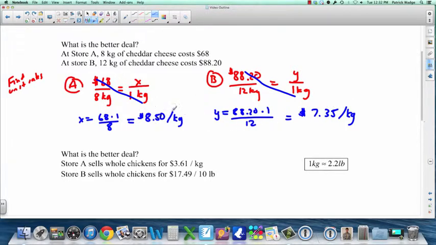So which one's the better buy? Well, here's a bigger number. It must be the better buy, right? No. If we're asking how much does it cost for 1 kilogram, if it's going to be a better or cheaper or better deal, then you want the smaller number. This is the better deal.